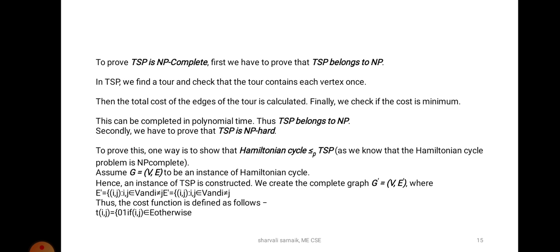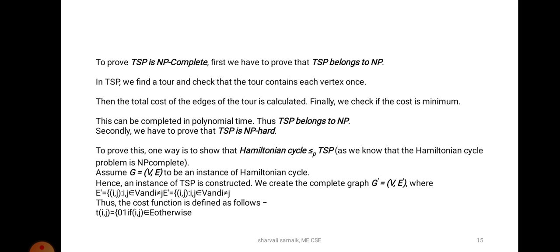Then the total cost of the edges of the tour is calculated, and finally we check if the cost is minimum or maximum. If the cost is minimum, then we will consider that cost. So this can be completed in polynomial time, and thus TSP belongs to NP. And secondly, we have to prove that TSP is NP hard. To prove this, one way is to show that Hamilton cycle is less than or equal to TSP. As we know, the Hamilton cycle problem is NP complete.